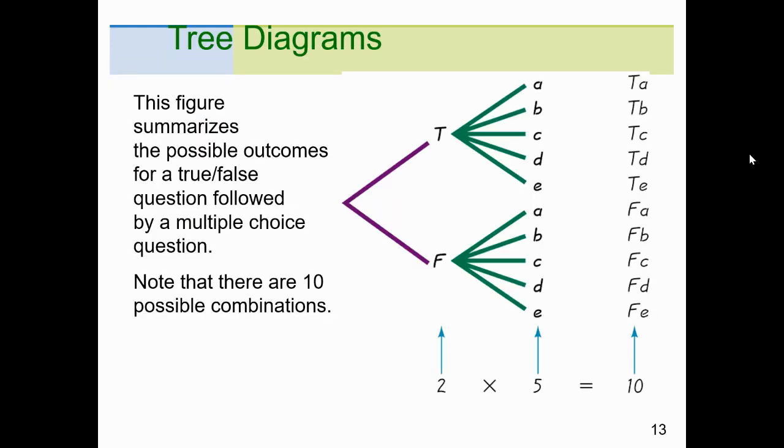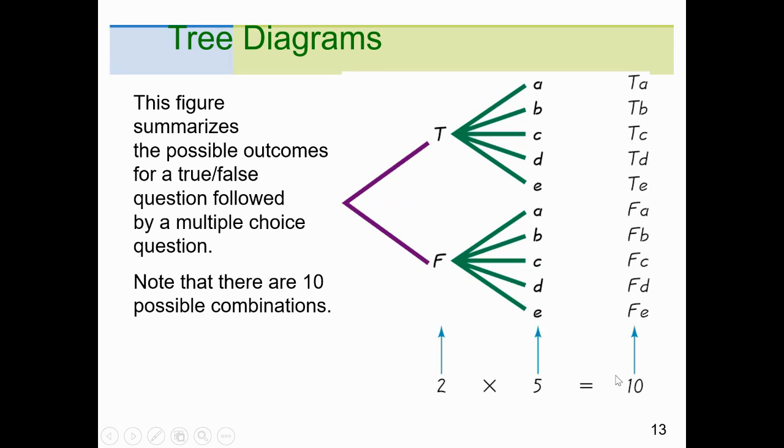Now he does the same problem, but he uses a tree diagram to get to the same answer. So first, the true-false question: you could answer it true or you could answer it false. If I answer it true, I've got 5 choices for the multiple choice. And here they are: true A, true B, true C, true D, true E. Or I could have answered the true-false question as false, and then once again, I've got 5 choices for the multiple choice.